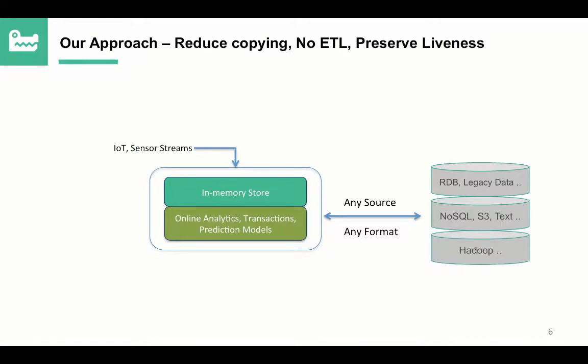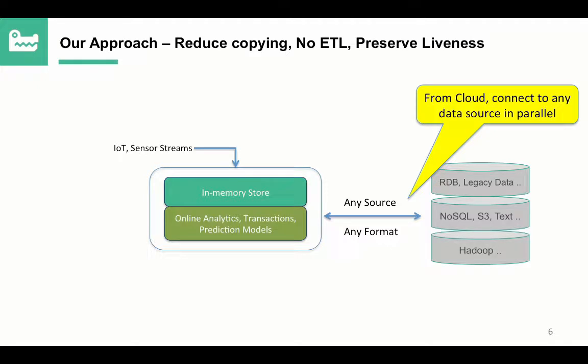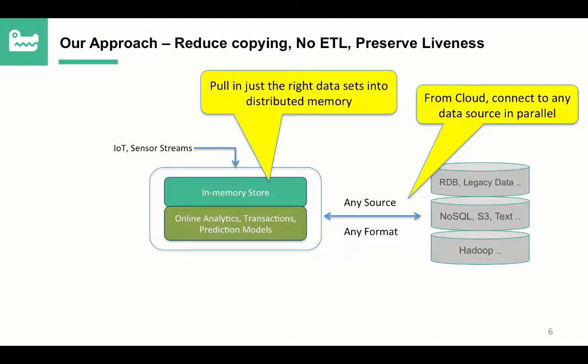So how does it really work? Here is a very, very simple depiction. You start a cluster which essentially launches an in-memory store inside of Spark. We connect in parallel from the cloud to any data source, which could be S3 or of course your on-prem data sources, and we can draw out the schema. We can infer schemas automatically. We can register that into our catalog, and then we dynamically pull the right data sets into distributed main memory.